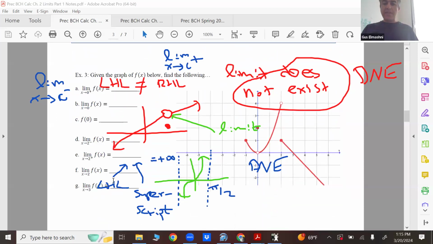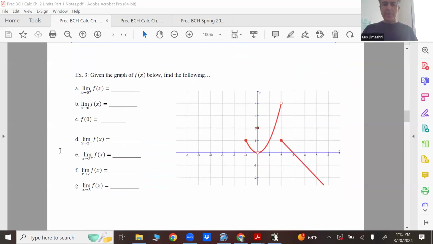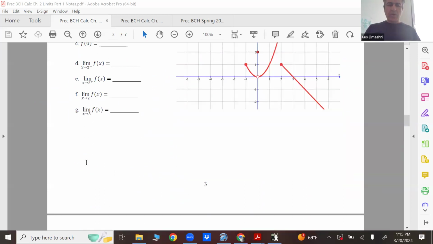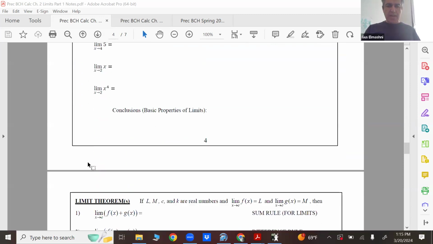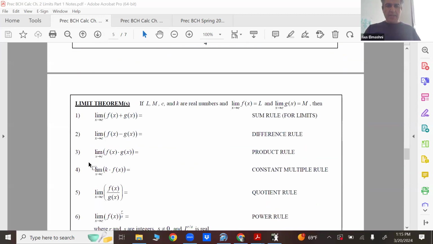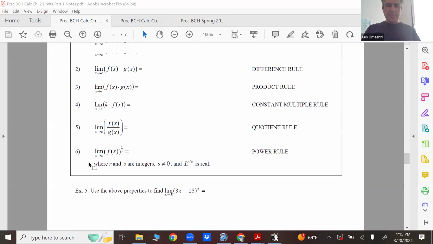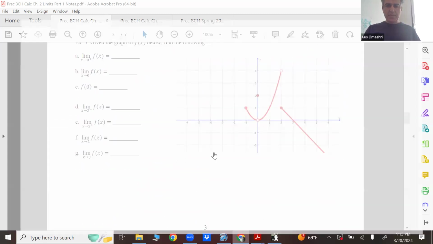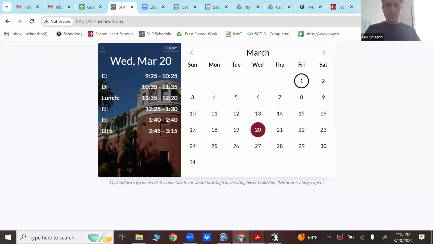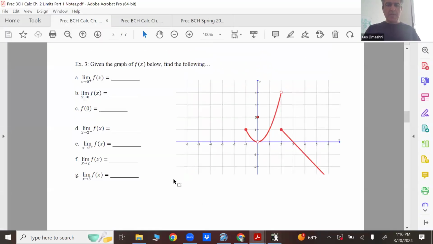Okay, so this is a nice example. This is kind of your quintessential limit problem that you typically do. Here's a graph, you've got to answer questions about it. And just for my pacing purposes, we'll see how far we can get. I want to see if we can get pretty far here. All right, so let's do this, guys. Here we go.